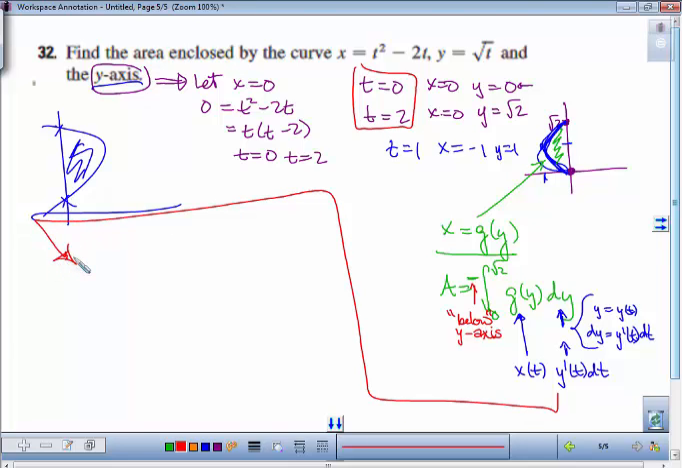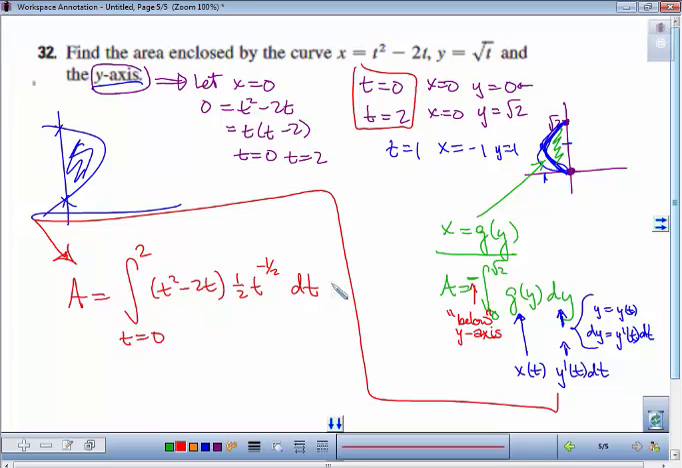Now our area is going to become the integral, and we have new t limits now. t goes from 0 to 2. And this is going to be an integral with a t in it. We have x of t, t squared minus 2t, times y prime of t. Oh, that's a derivative. We should have done this on the side, but you guys are all experts at taking derivatives. So this is our integral.